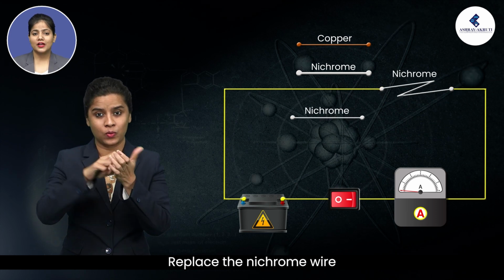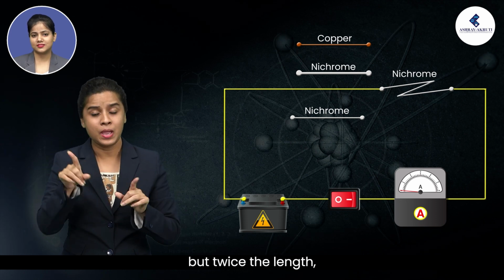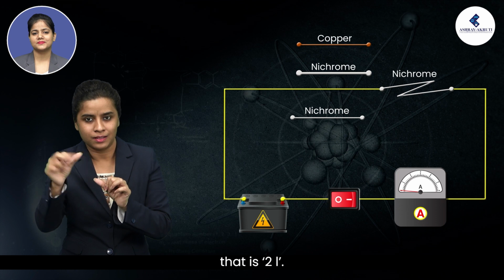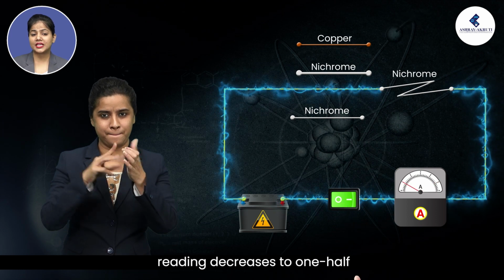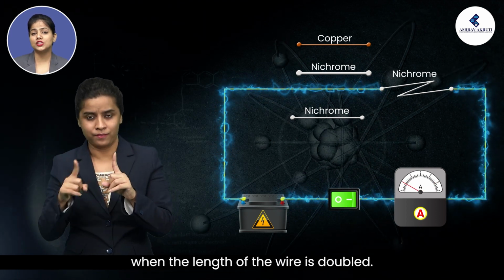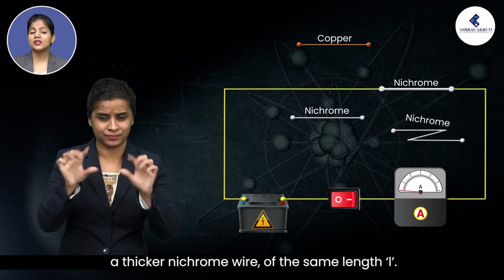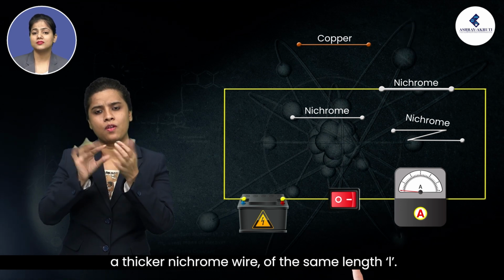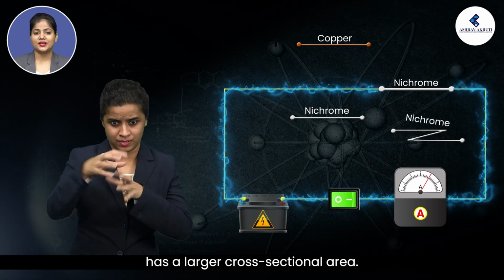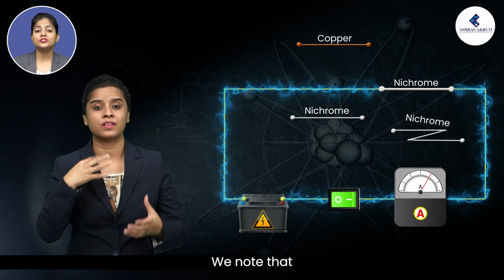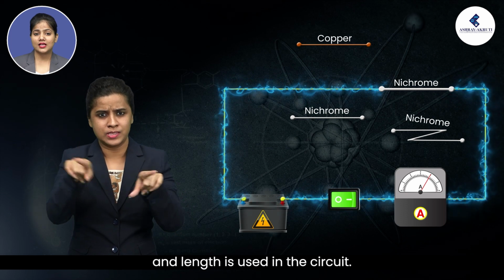Replace the nichrome wire with another nichrome wire of the same thickness but twice the length, that is 2 into length. We note that the ammeter reading decreases to 1/2 when the length of the wire is doubled. Now, replace the wire with a thicker nichrome wire of the same length L. A thicker wire has a larger cross-sectional area. We note that the ammeter reading increases when a thicker wire of the same material and length is used in the circuit.